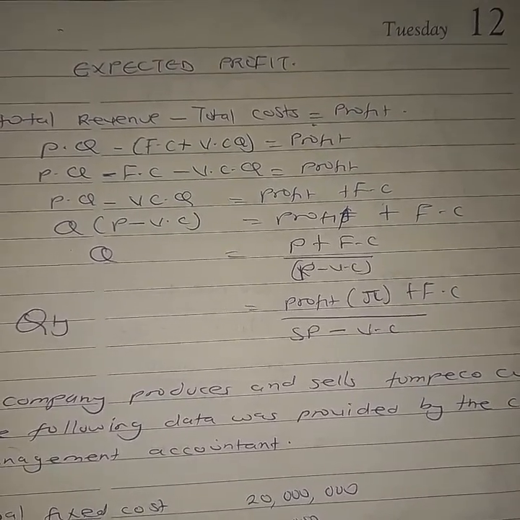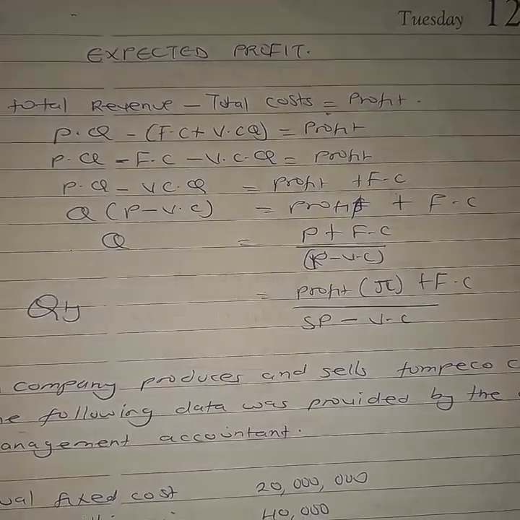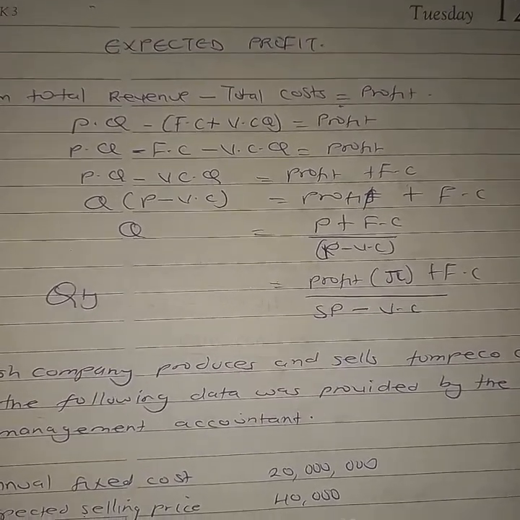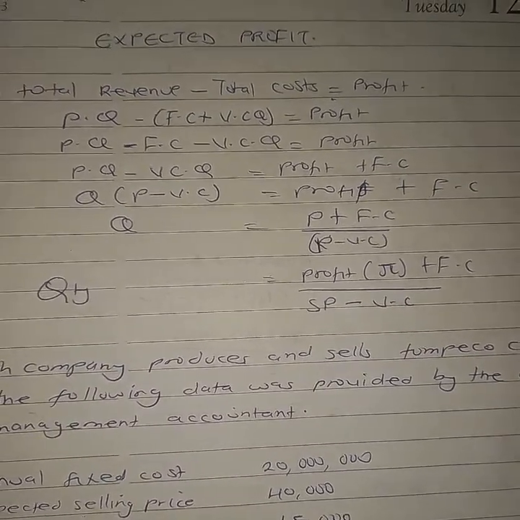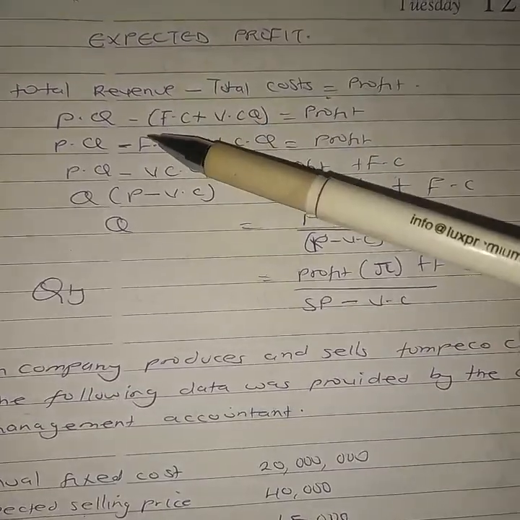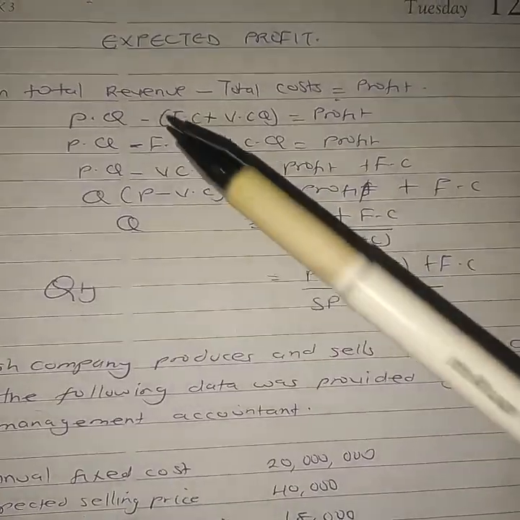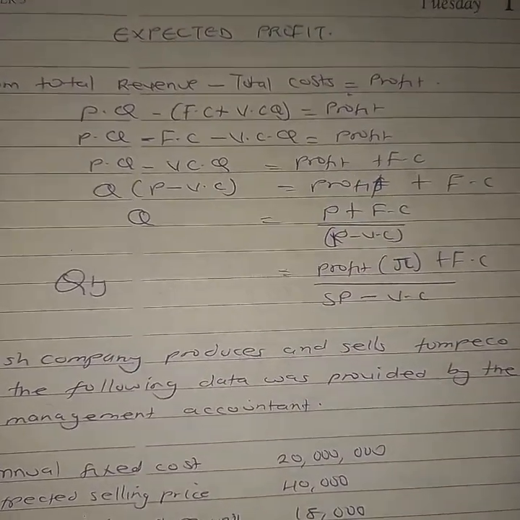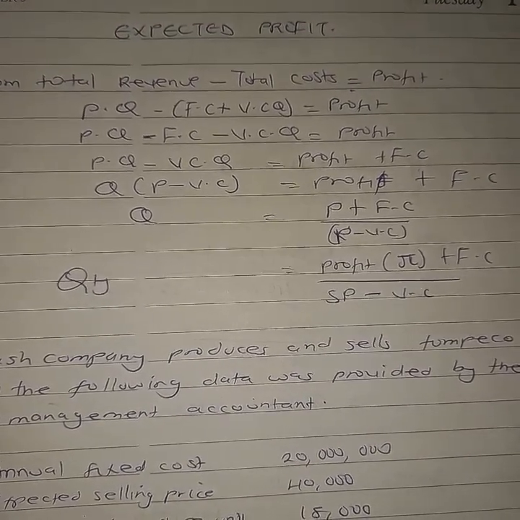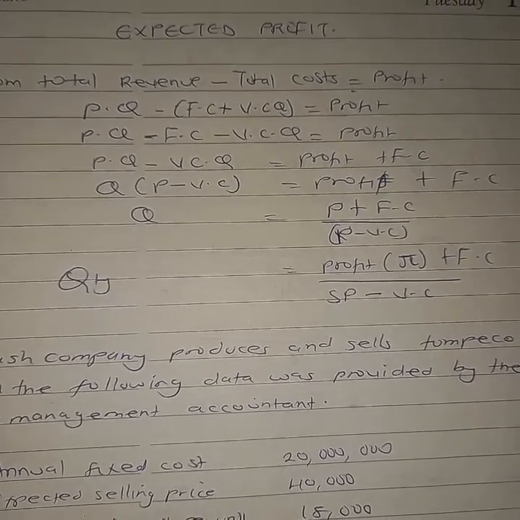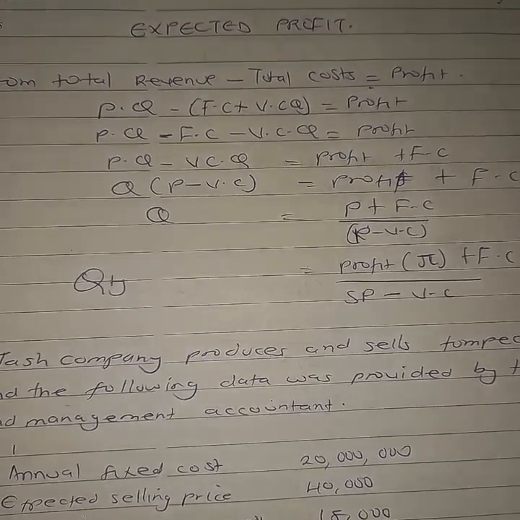So today I want to look at the cost volume profit analysis when given an expected profit or a planned profit. I'll first remind you that profit is got from total revenue minus total costs. Total revenue is got from price times quantity, and total cost is fixed cost plus variable cost, where variable cost is variable cost per unit times quantity. So price times quantity minus fixed cost plus variable cost gives you profit.